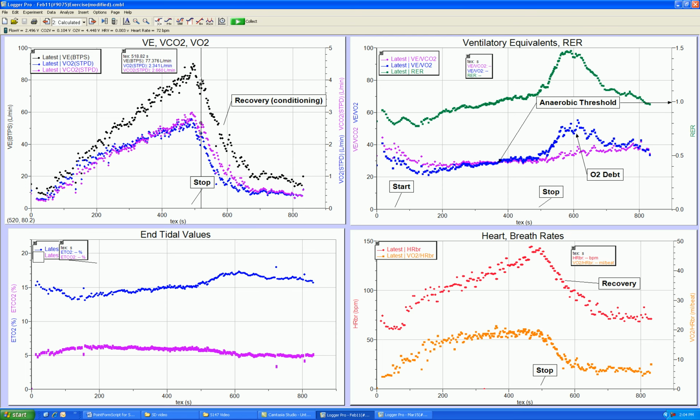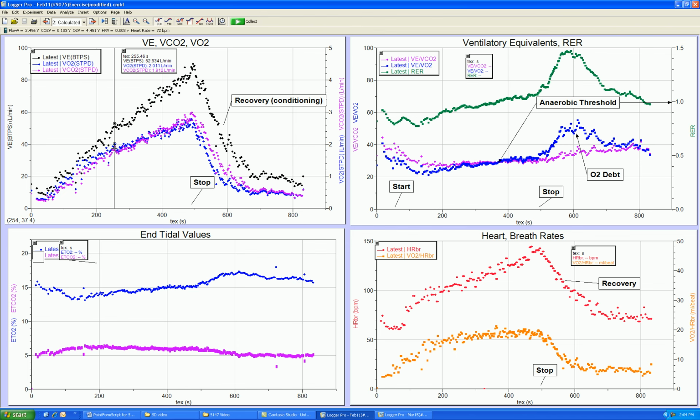By the way, if you're unfamiliar with some of these terms of respirometry, please read the manual introduction. These parameters are explained there. You'll notice that the ventilation increased as the work rate increased, and then recovered. This type of plot is quite useful for athletes. For example, the recovery time is a pretty good indicator of fitness.